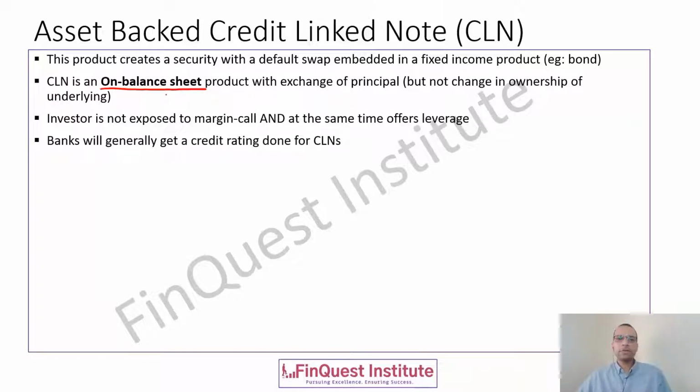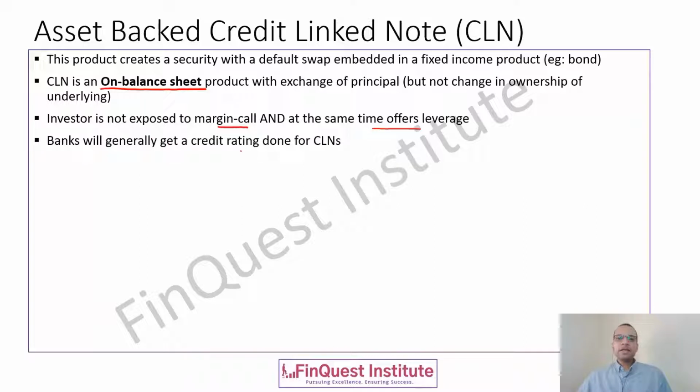So this is very much an on balance sheet product with exchange of principal. However, the ownership of the underlying product does not change hands, although the principal is being exchanged. The investor of this particular CLN will not be exposed to any kind of margin calls. Also, at the same time, it is going to offer leverage. So we'll talk a bit about the leverage bit when we look at the block diagram for the CLN.